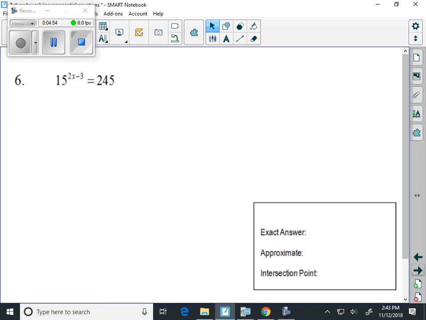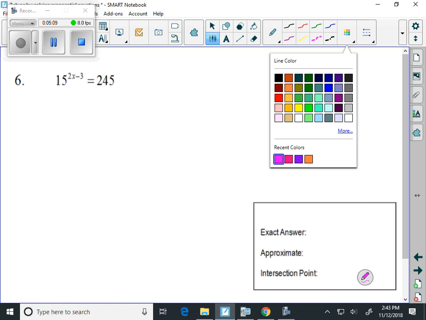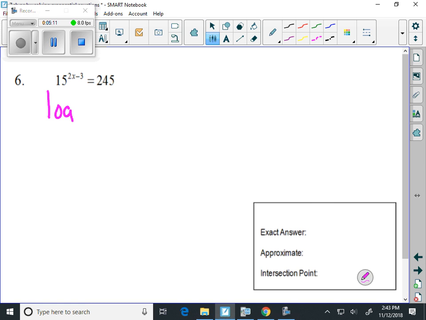Number 6. Nice thing about this one is that it's already isolated. We can't divide anything, so when we start, we're going to insert our logarithm. We're going to put in the logarithm here. And we've got 15 to the 2x minus 3. And then we've got our 245.